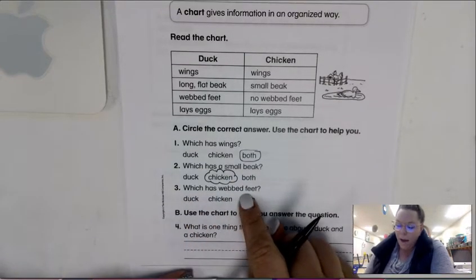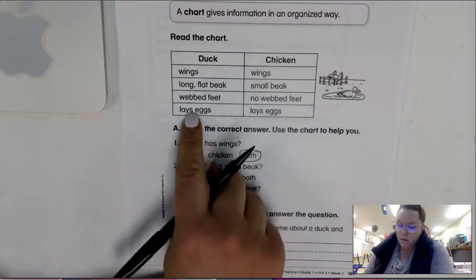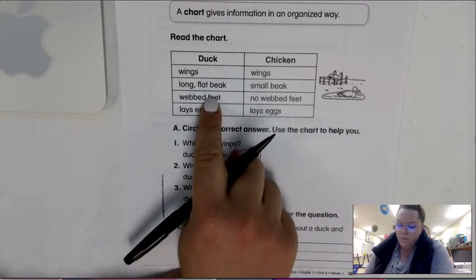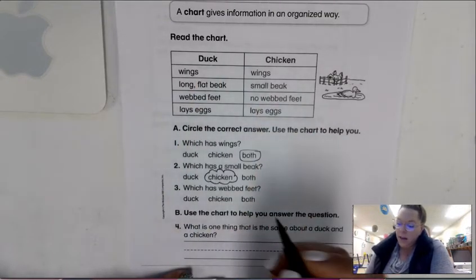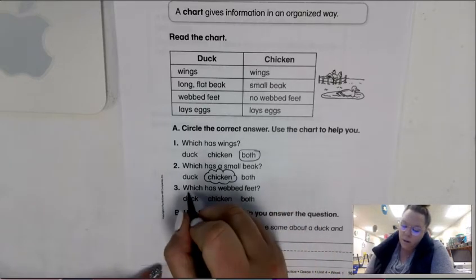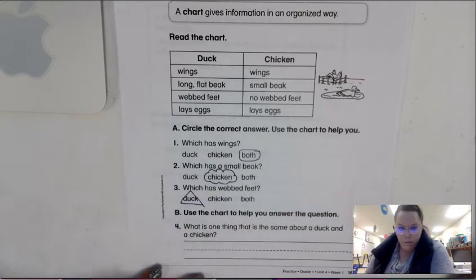Which has webbed feet? Here's the feet. Webbed feet is the duck. Let's put a triangle around duck.